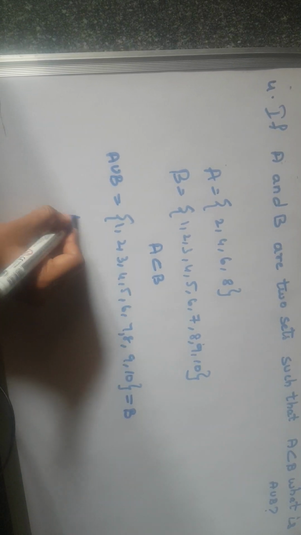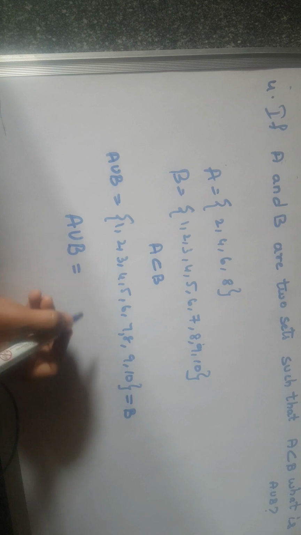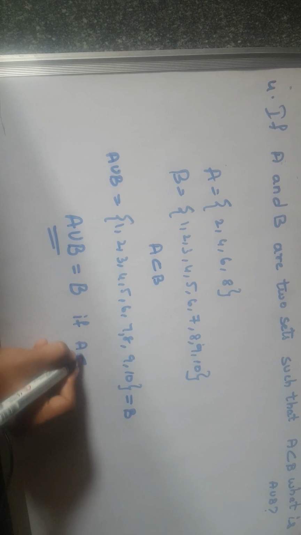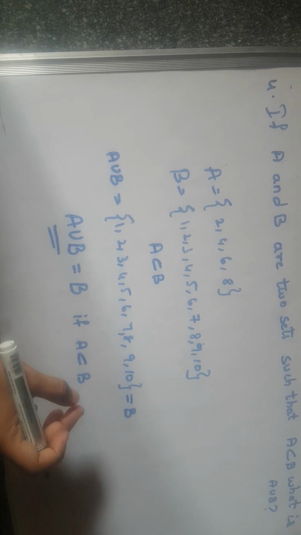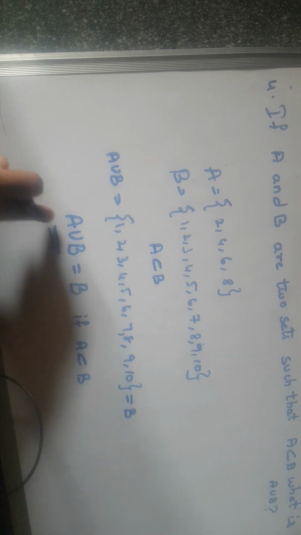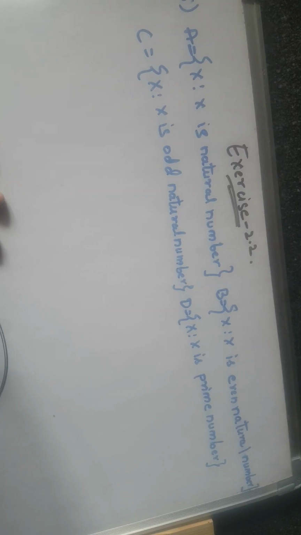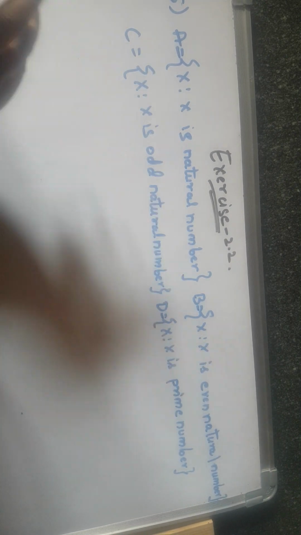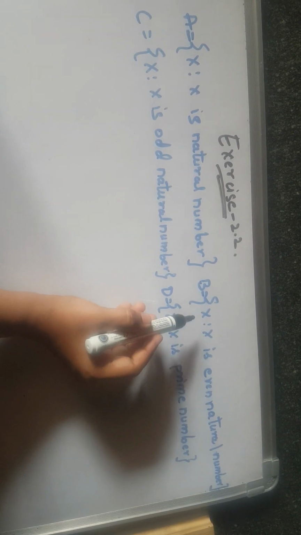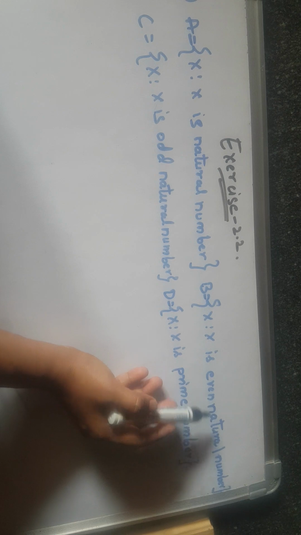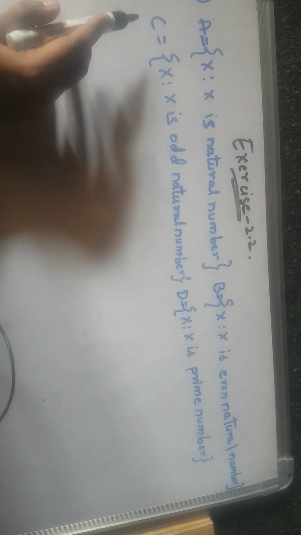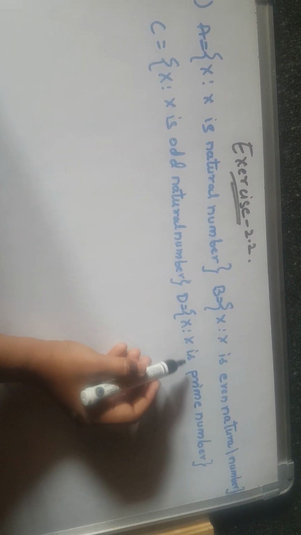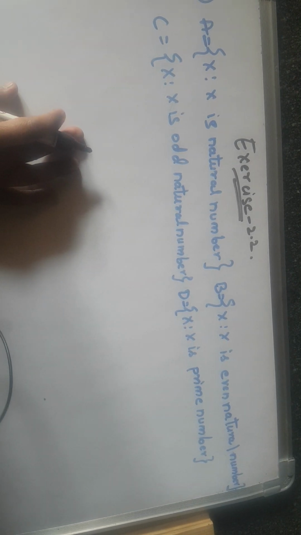So what we have noticed is, if you take the union A union B, it equals B, if A is a subset of B. If all the elements of A are present in B, then when you take the union, the value will be B only. Now in the fifth question, it has been given: set A, where x is a natural number. Set B is x such that x is an even natural number. Set C, x such that x is an odd natural number. Set D, x such that x is a prime number. It has been given like that.